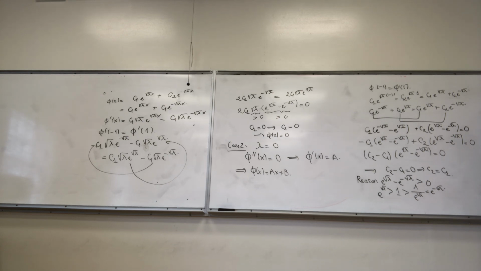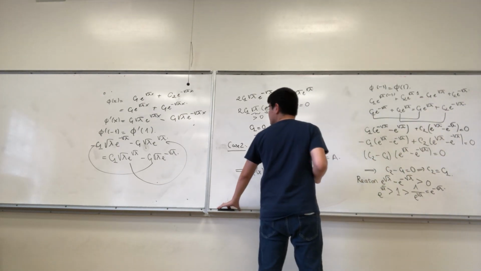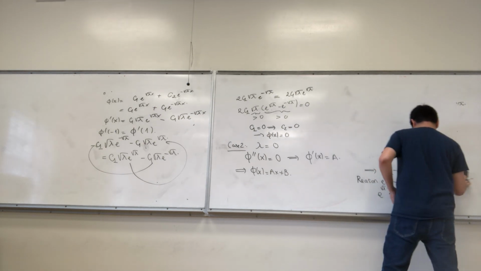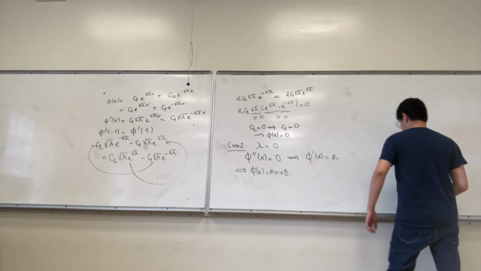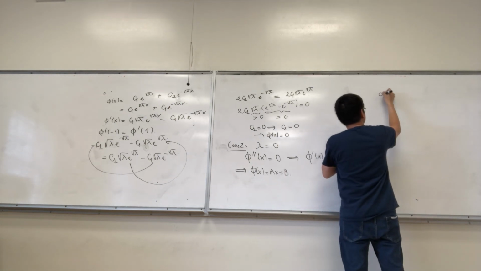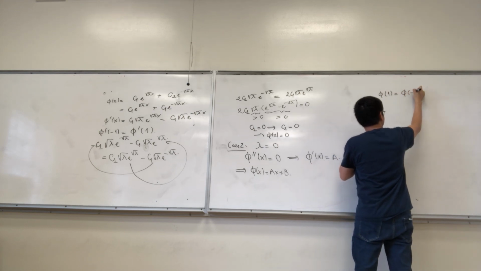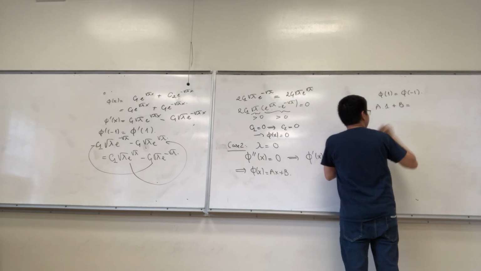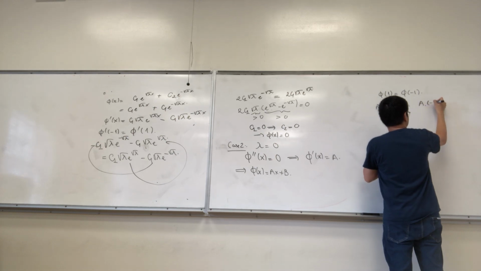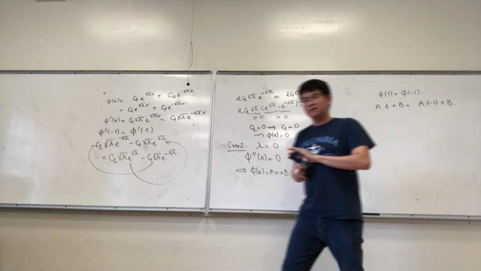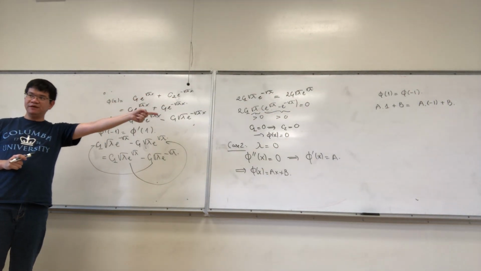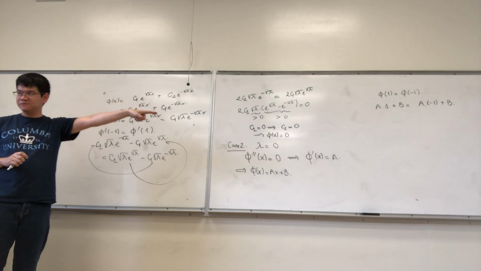Now, what is the next step? Yes? All right, so the first boundary condition is phi(1) equal to phi(-1). Which means that a times 1 plus b is equal to a times minus 1 plus b. I plug 1 and minus 1 into phi, and I find a times 1 plus b is a times minus 1 plus b.